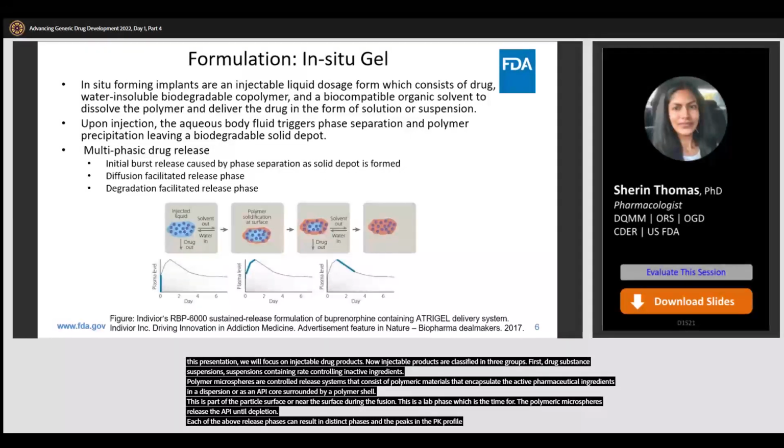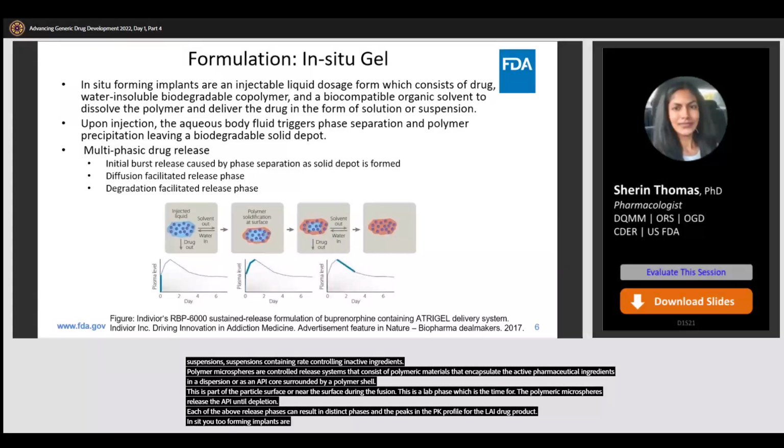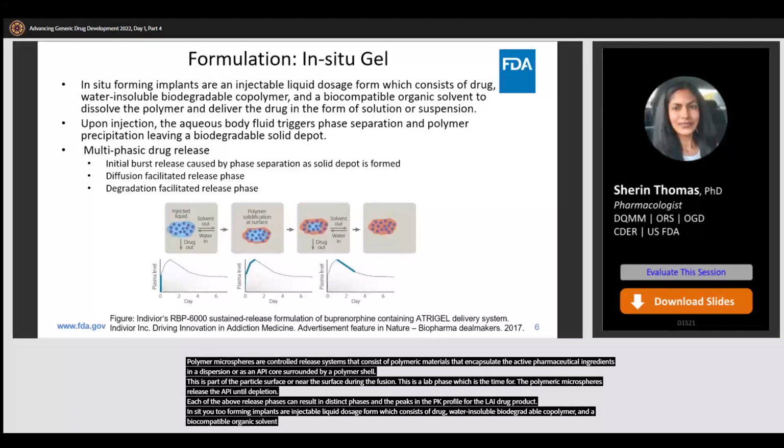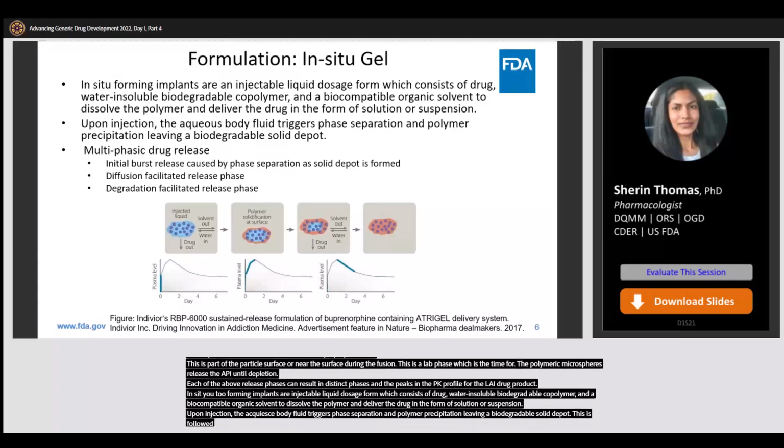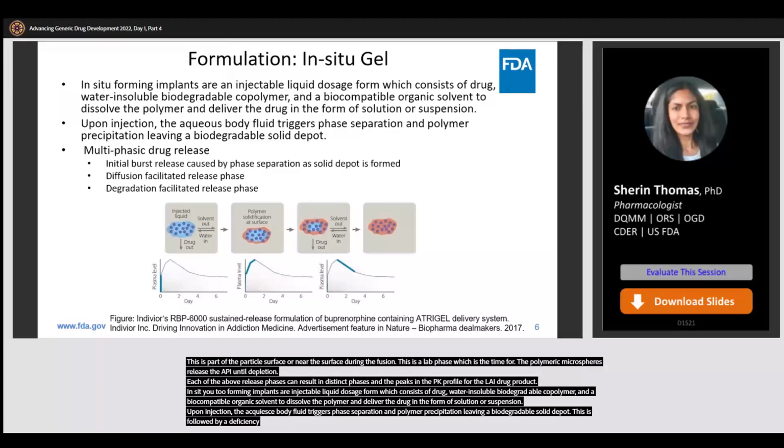In situ forming implants or gels are injectable liquid dosage forms which consist of drug, water-insoluble biodegradable copolymer, and biocompatible organic solvent to dissolve the polymer and deliver the drug in the form of solution or suspension. Upon injection, the aqueous body fluid triggers a phase separation and polymer precipitation, leaving a biodegradable solid depot. The system is also a multiphasic release system, showing an initial burst release caused by the phase separation as a solid depot is formed. This is followed by a diffusion-facilitated release phase and a degradation-facilitated release phase. Each of these phases is shown in the figure below.